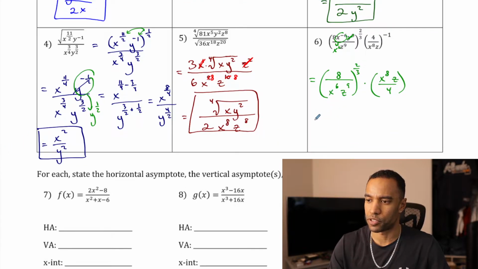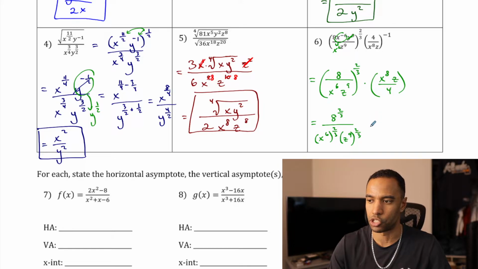Actually, here, I'm going to do this first. I'm going to say this is 8 to the 2/3. So you're raising everything here to the 2/3 power: 8 to the 2/3 power, x to the 6th to the 2/3 power, and z to the 9th to the 2/3 power. As long as that 2 is involved, I think taking 2/3 of a number is easier here, and I can convert this to its radical form.